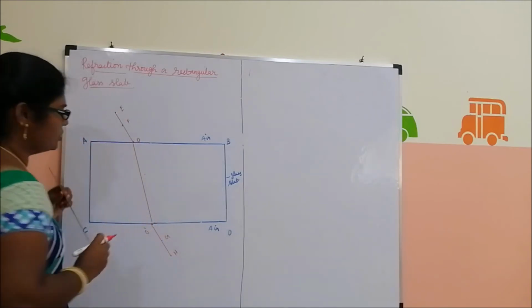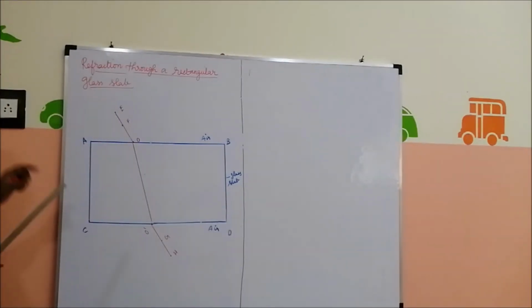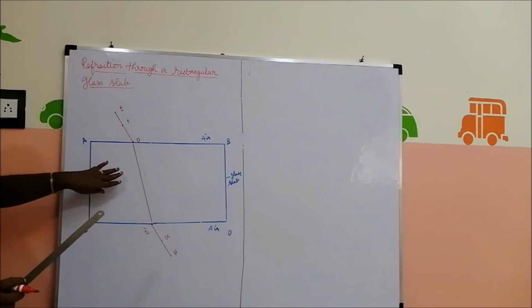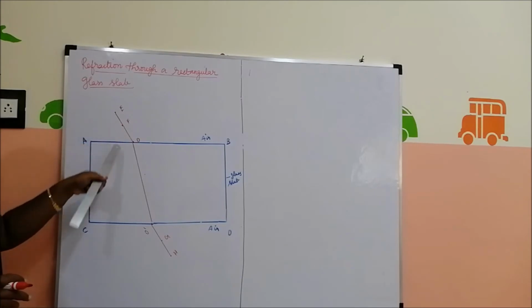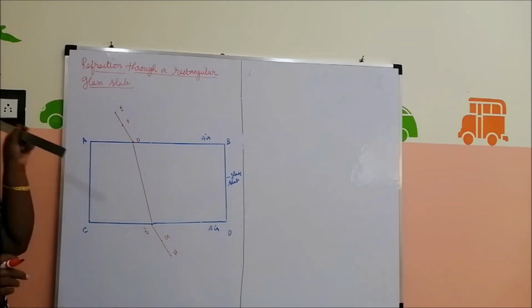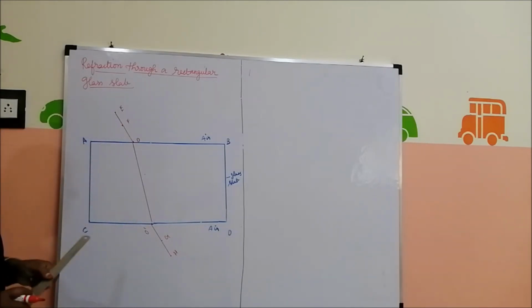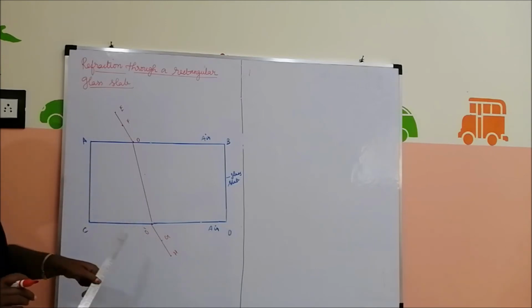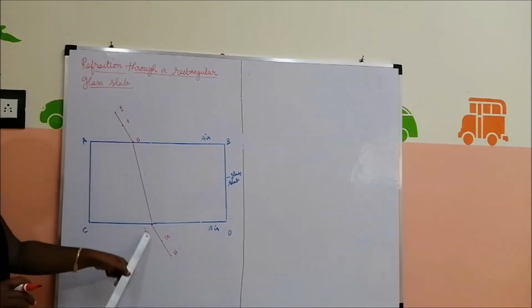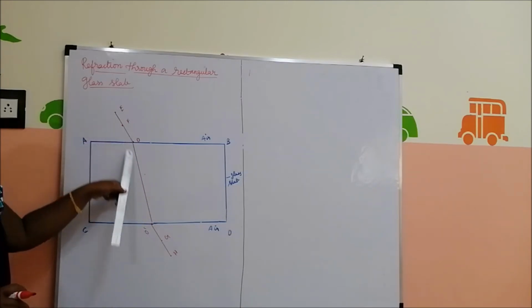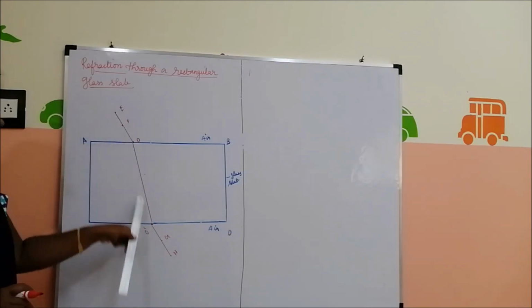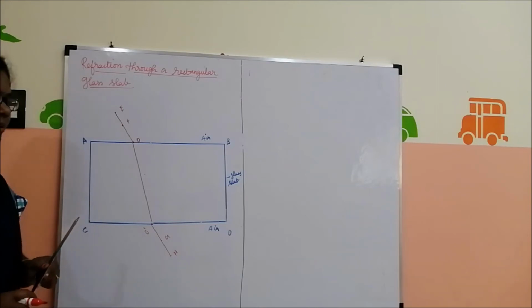O and O dash. We should note a point that before removing the glass slab and the pins, we could observe that all the points E, F and G, H all lie in a straight line. But after removing the glass slab, if you join O and O dash, they do not lie in a straight line.